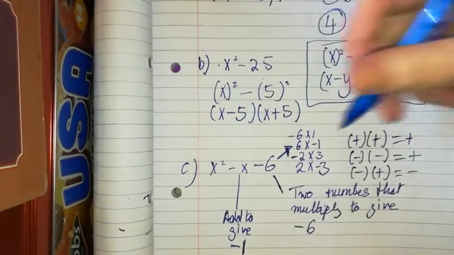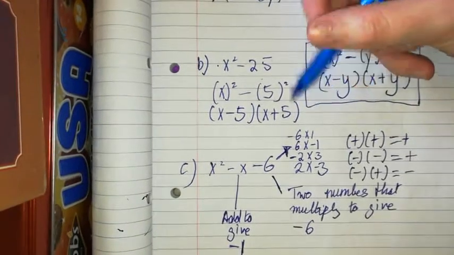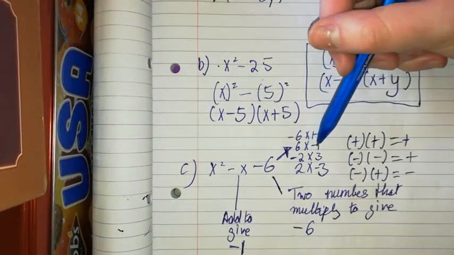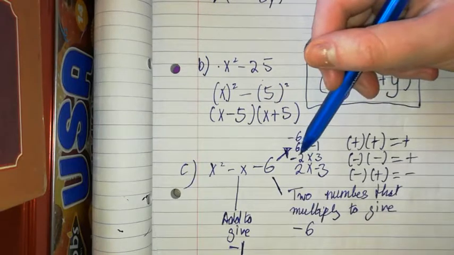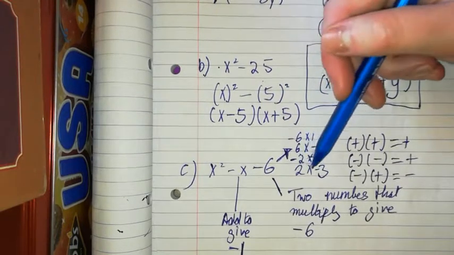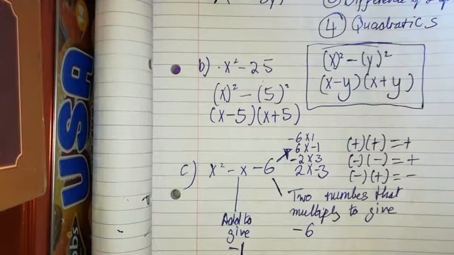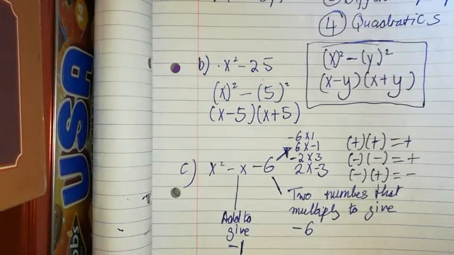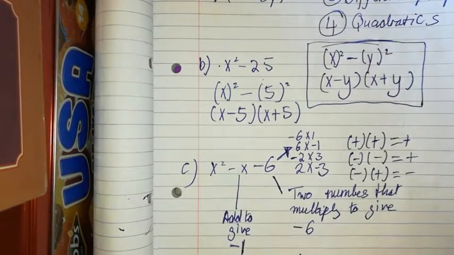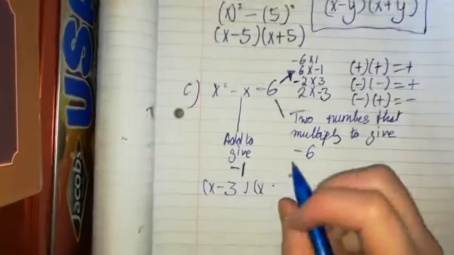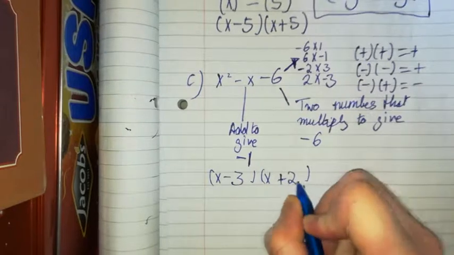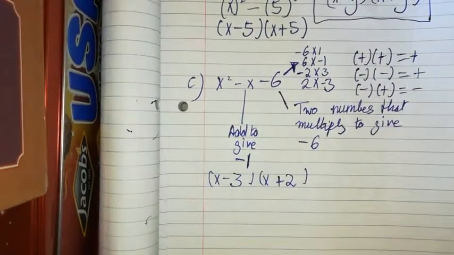So if I add minus 6 and 1 together, I'll get minus 5. 6 take 1, I'll get 5. 3 take 2, I'll get 1. But 2 and minus 3, I'll get minus 1. So my factors are going to be, I'm going to put an x in each bracket, and in the first one I'll put minus 3, and in the next one I'll put plus 2. And that is that question factorized.